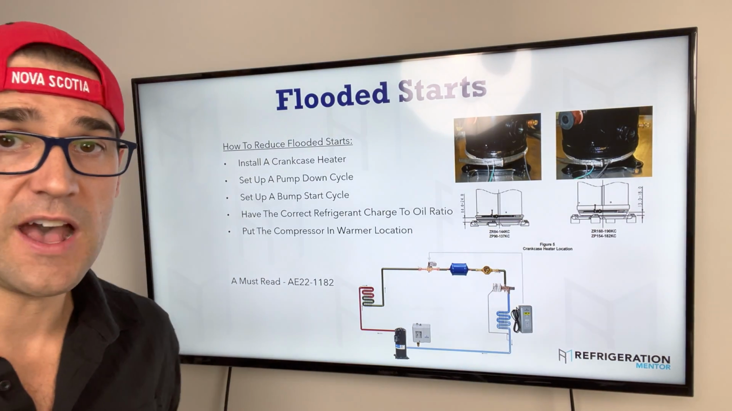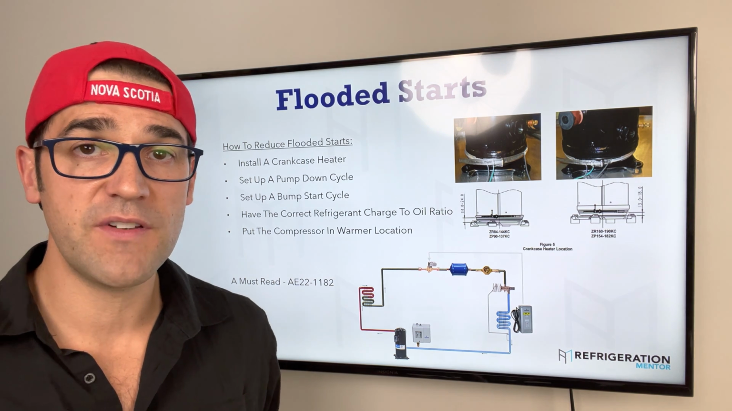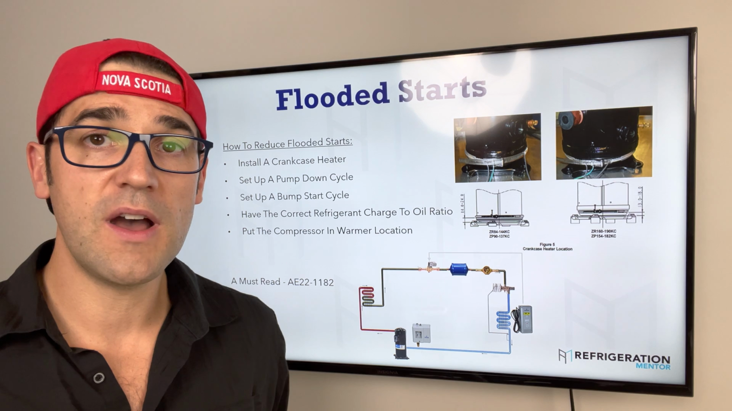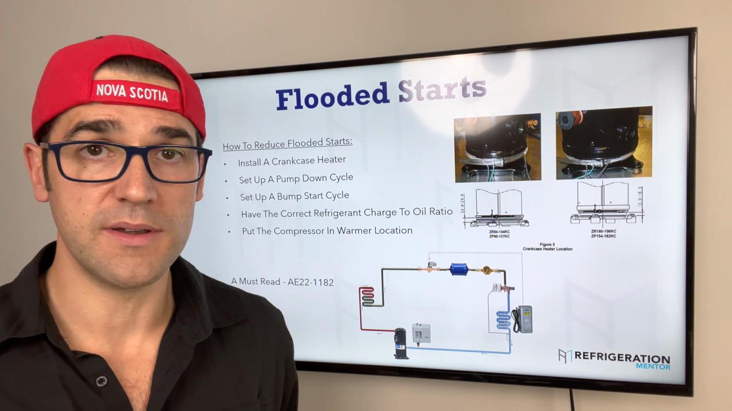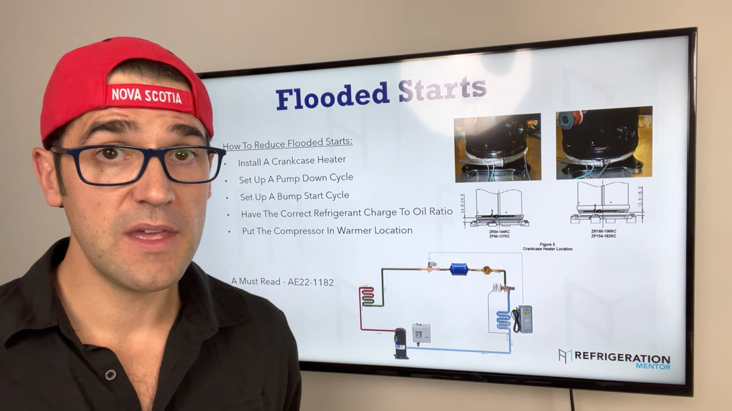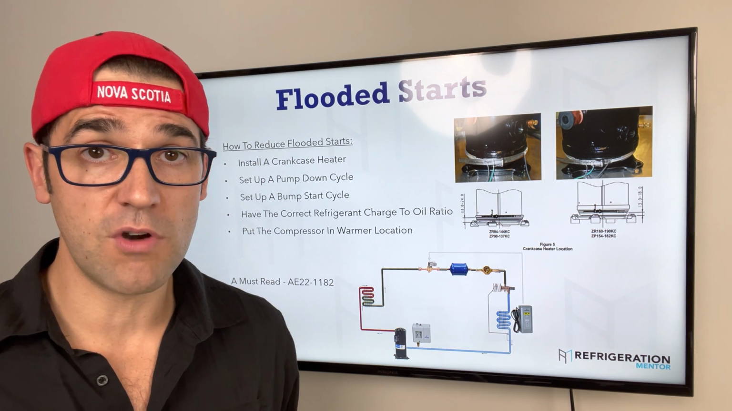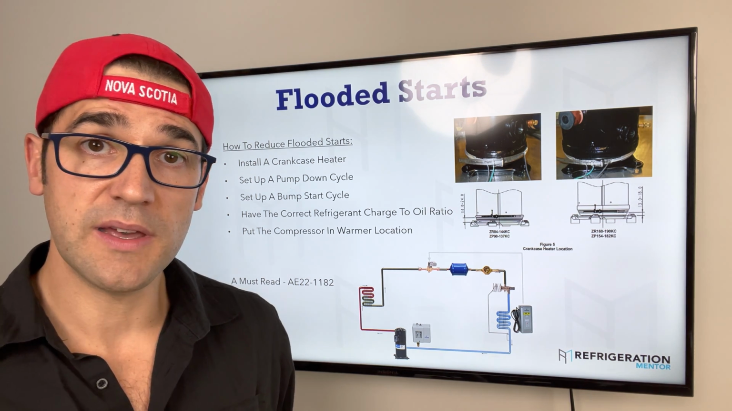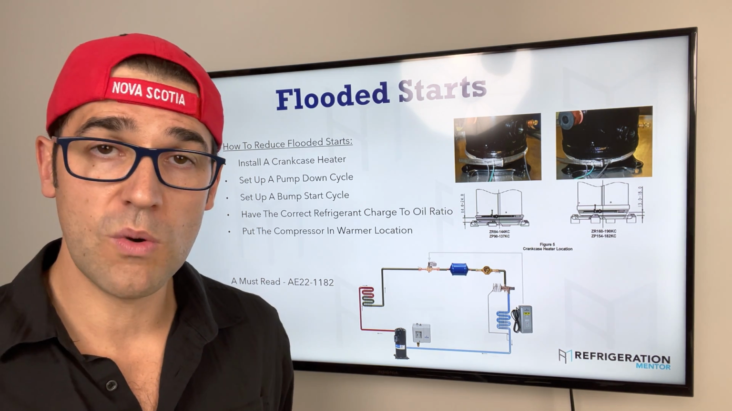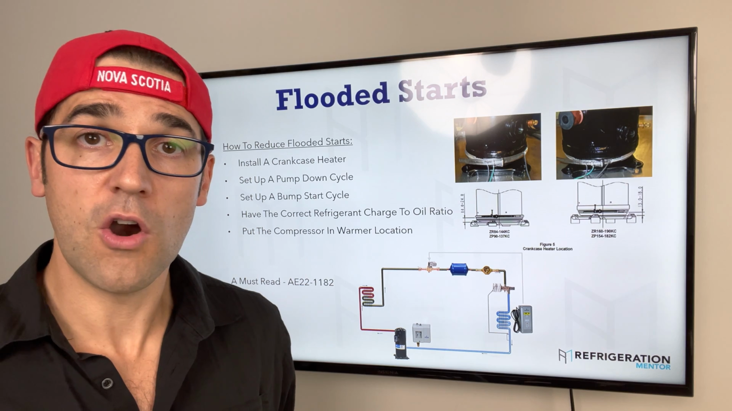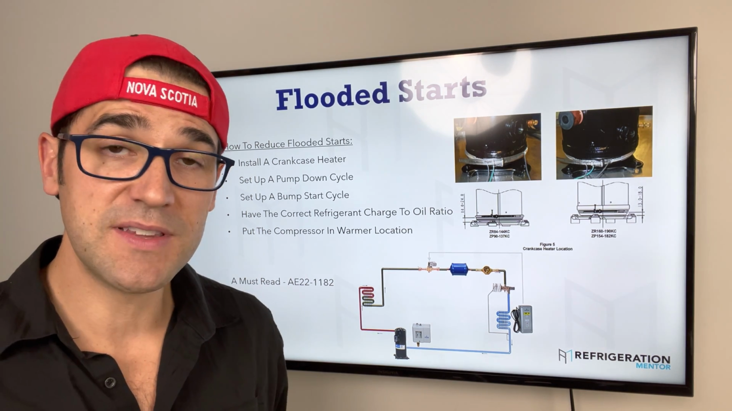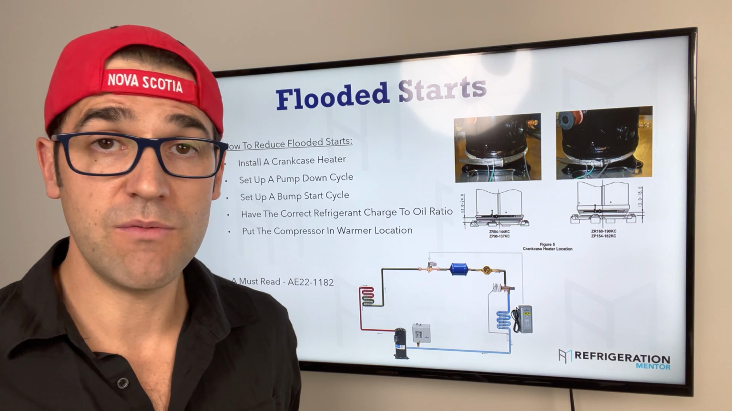How to prevent flooded starts. This is very, very important. The things you need to look for: if you do not have a crankcase heater, install one. Make sure you install it in the right location. I've seen them on many, many scrolls installed in the wrong location. They don't put the screw down the seam, which is very important. They put it too low where it's not heating the oil up properly, or too high where it overheats the compressor. So you need to put it in the right location. But if it doesn't have a crankcase heater, add one.